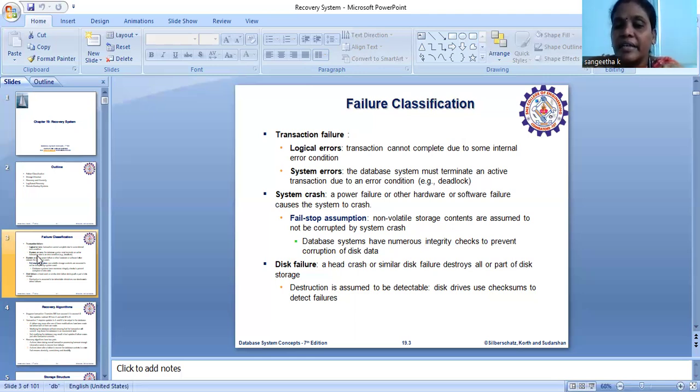It's a head crash or similar disk failure that destroys all or part of the disk storage. The destruction is assumed to be detectable. The disk drives use checksums to detect these kinds of failures.